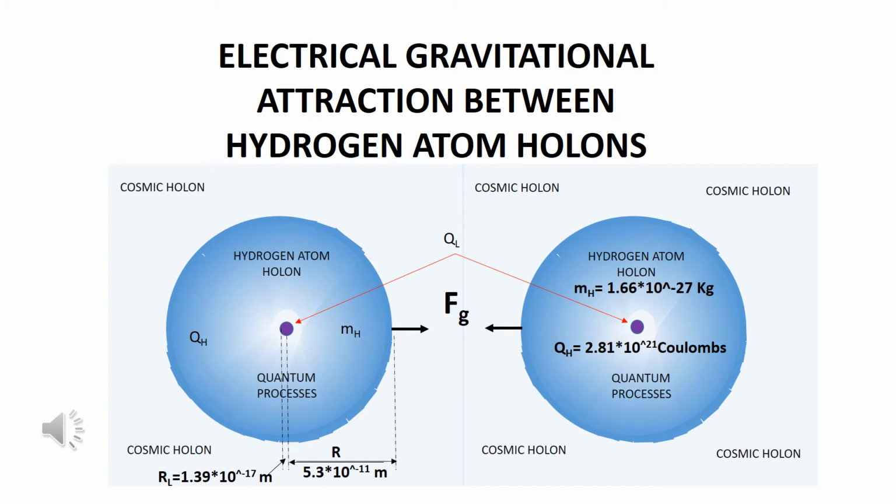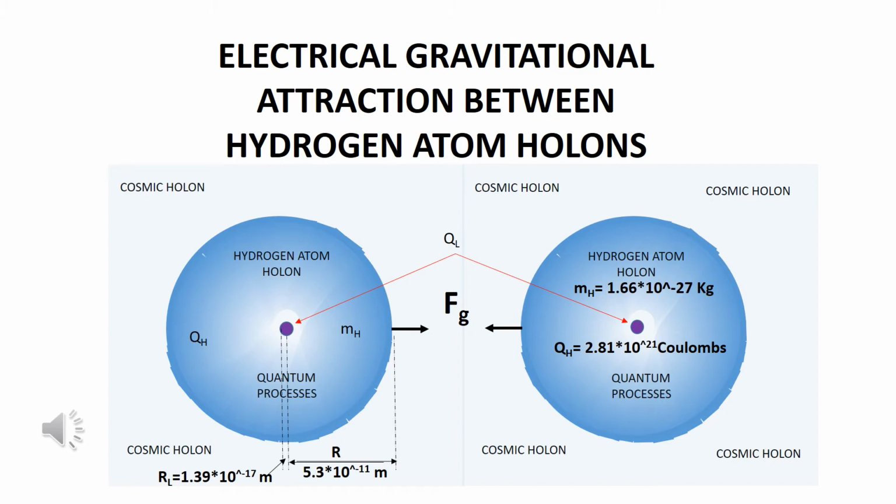Earlier we derived a relationship between the radius of a holon, r, in meters, and the charge enclosed within it, q, in coulombs. This relationship was built up from the consideration of the position of quantum electrons in various sizes of holon. It was very close to a theoretical relationship of q equals r to the power 2. So the charges making up a hydrogen atom holon come to 2.81 times 10 to the minus 21 coulombs.